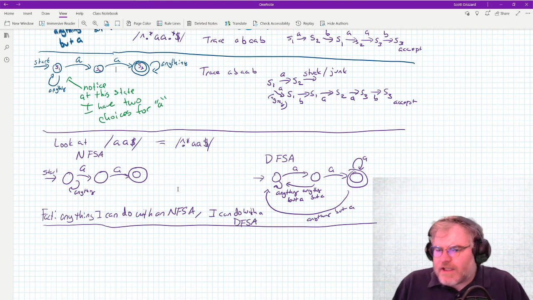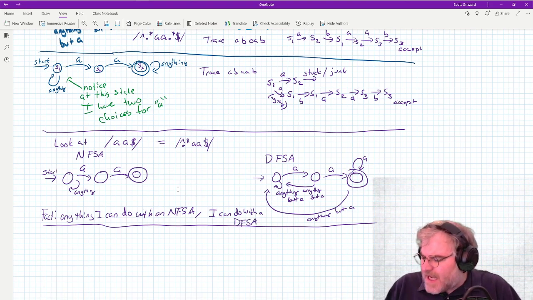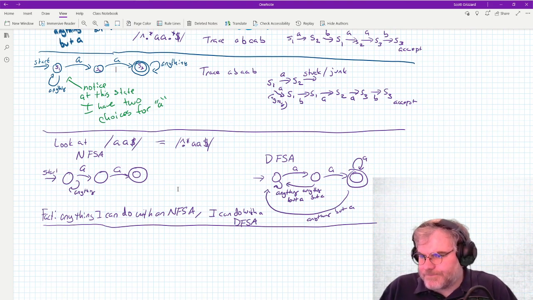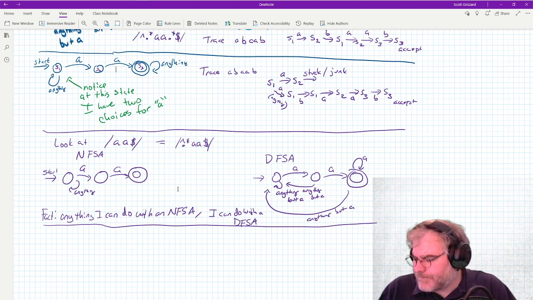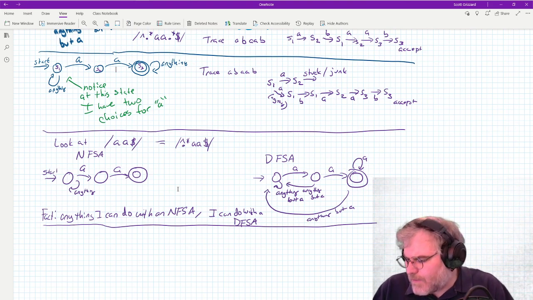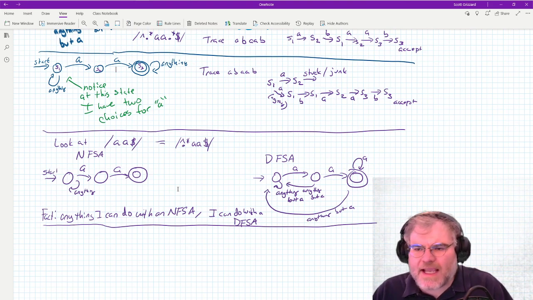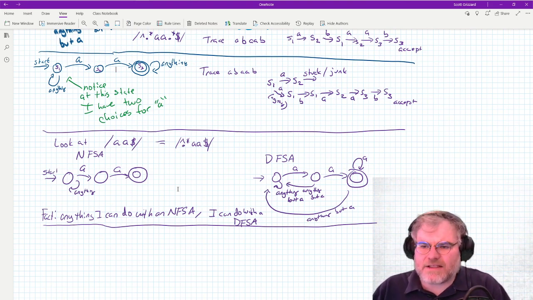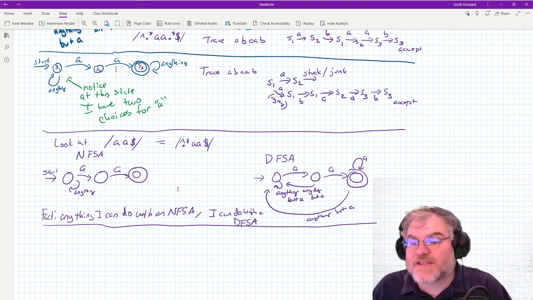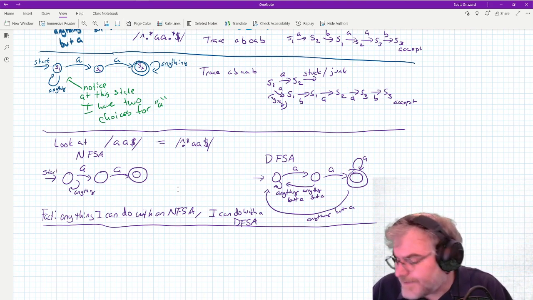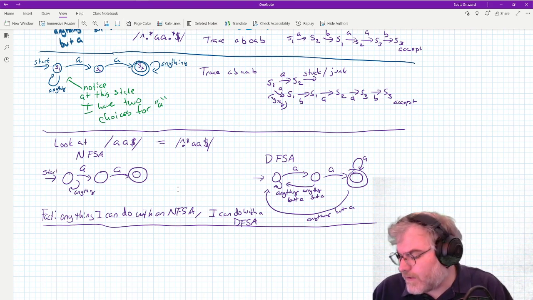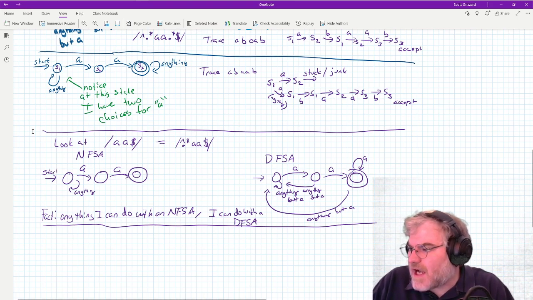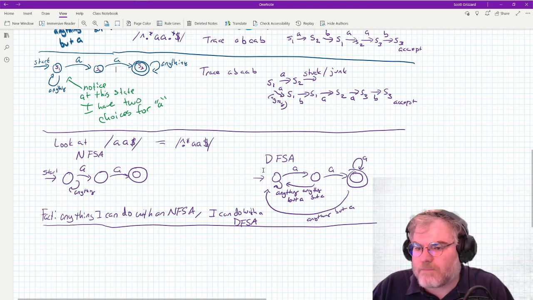In fact, the two languages are equivalent. Anything I can do with an NFSA, I could actually do with a deterministic one. I can build a deterministic finite state automata that corresponds to that non-deterministic finite state automata. And indeed, there's an algorithm to do it. You can find it online. There's a nice algorithm that will take one of these automata with all of its states and all of its arrows and convert it to something of that form.